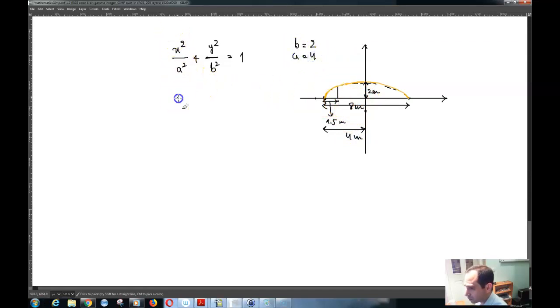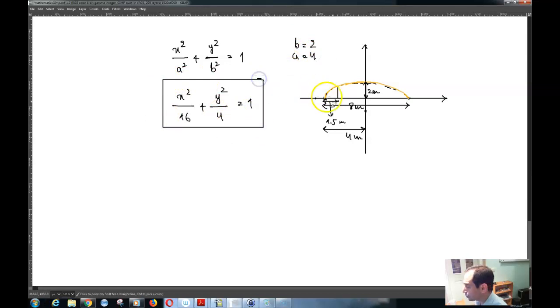So then I can write x squared by a squared, which is 16, plus y squared by b squared, which is 4, is equal to 1. That is the equation of this ellipse. Now, what you want to do is that you want to know at this point what is the height over here.